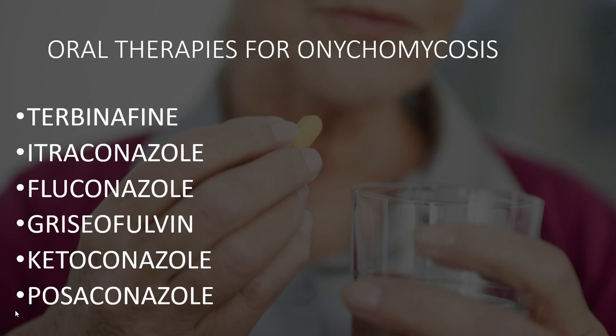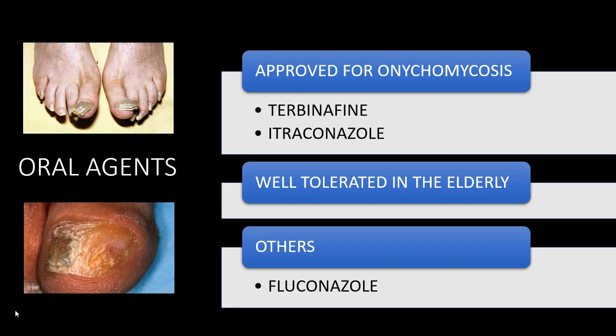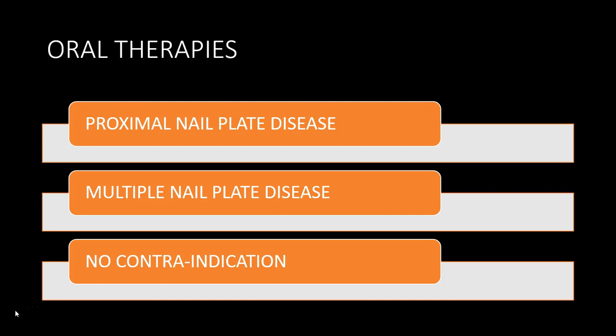Looking at oral therapies for onychomycosis, there are a variety of agents that are typically employed, and I would venture to say that terbinafine, itraconazole, and fluconazole represent the overwhelming majority of oral agents that are utilized. Terbinafine and itraconazole are approved for the treatment of onychomycosis. As you will see, the literature indicates that these agents are well tolerated in the geriatric patient. Fluconazole is also available, although not approved, for the treatment of onychomycosis.